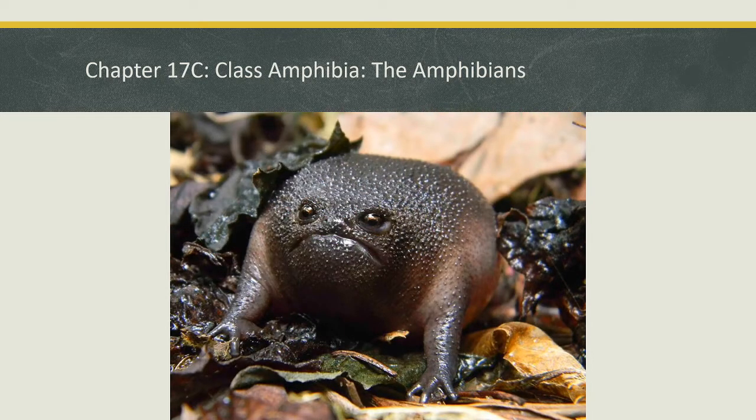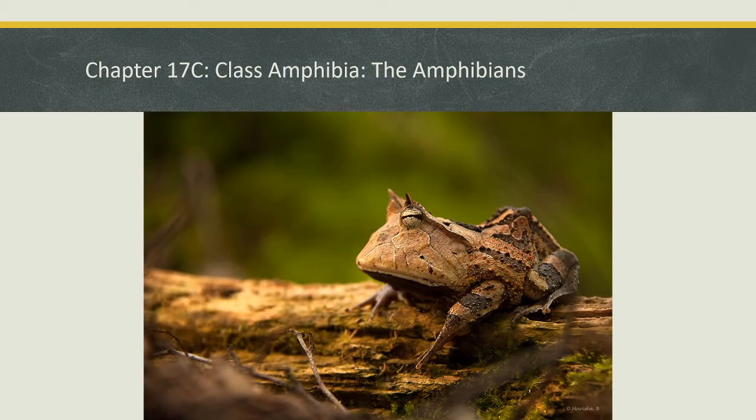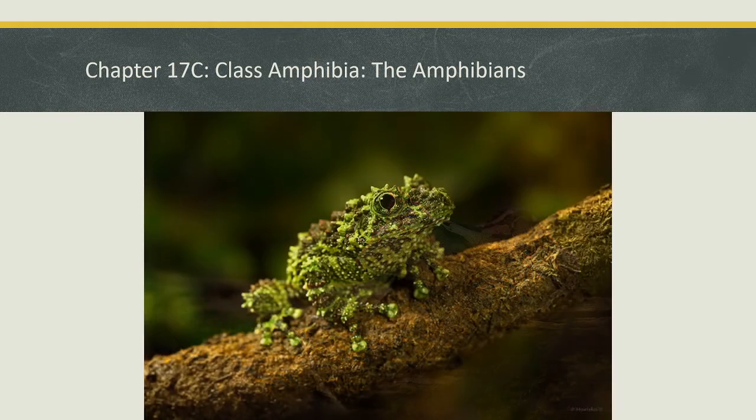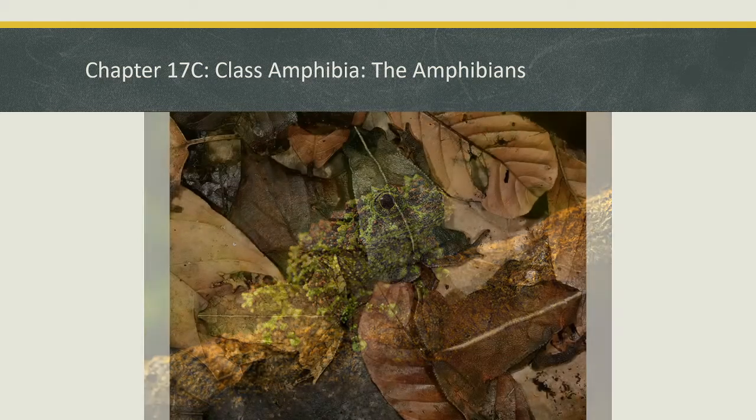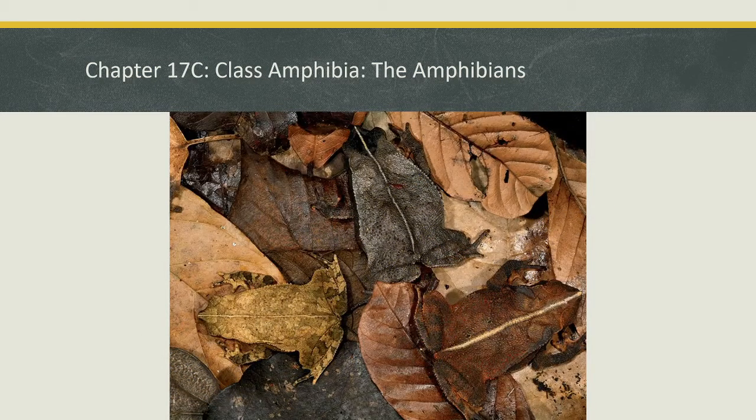This is the black rain frog, native to South Africa. Decently camouflaged there. We'll see some in a moment that are even a lot better camouflaged. So I think the mossy frog, or maybe just the moss frog. Yeah, check those out. You have three frogs there, and they blend in super well with those leaves.